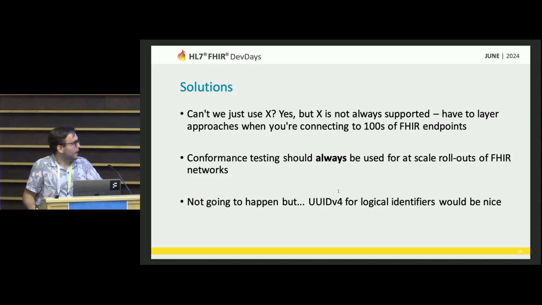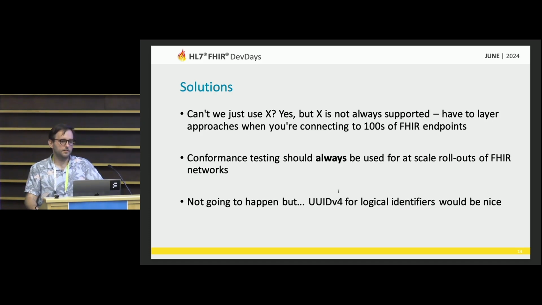Coming up on the last little bit here, and then I'll take some questions. Generally speaking, solutions to this problem are, can't we just use X? Well, yes, but X is very rarely always supported, and you just have to layer solutions. You have to go down to the lowest common denominator as a fallback when you're connecting to hundreds of FHIR endpoints. One lesson learned is that if you're working on an implementation guide that's going to be used at a national scale or by hundreds of separate implementers, definitely consider conformance testing.